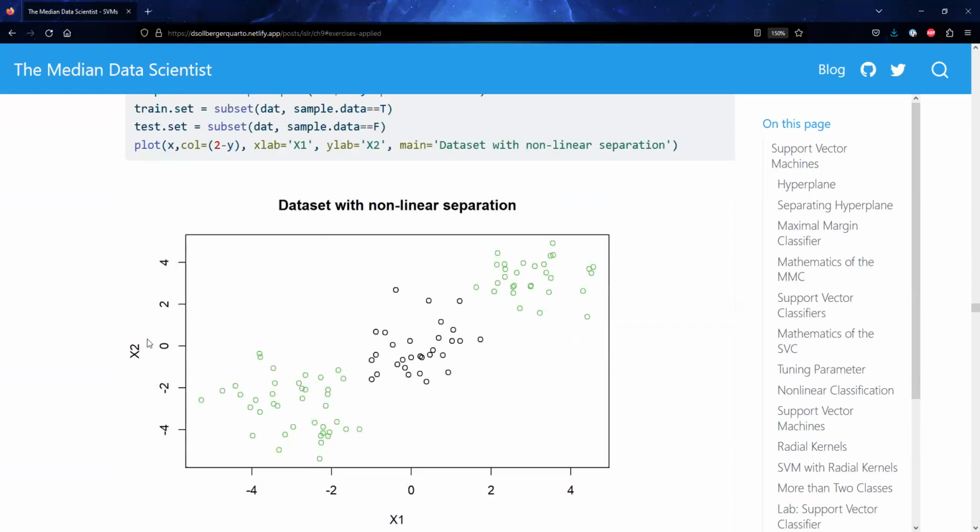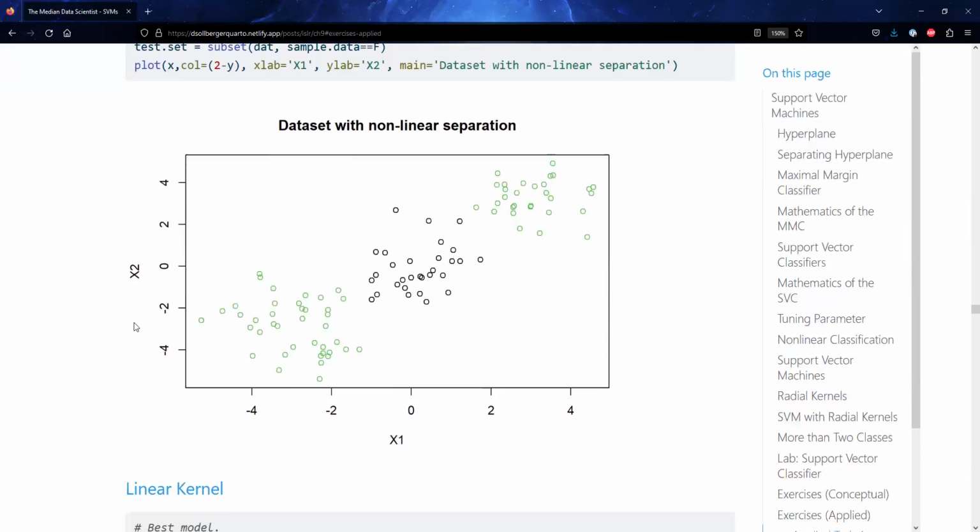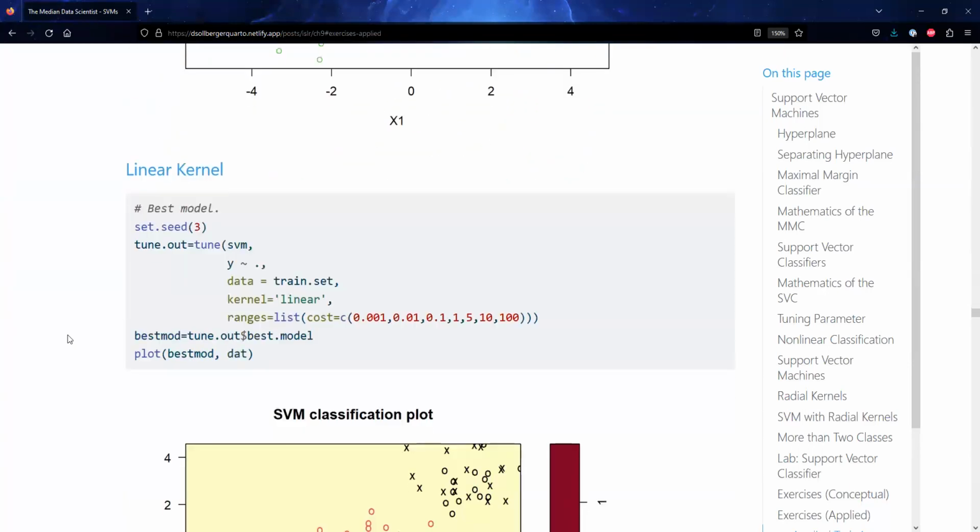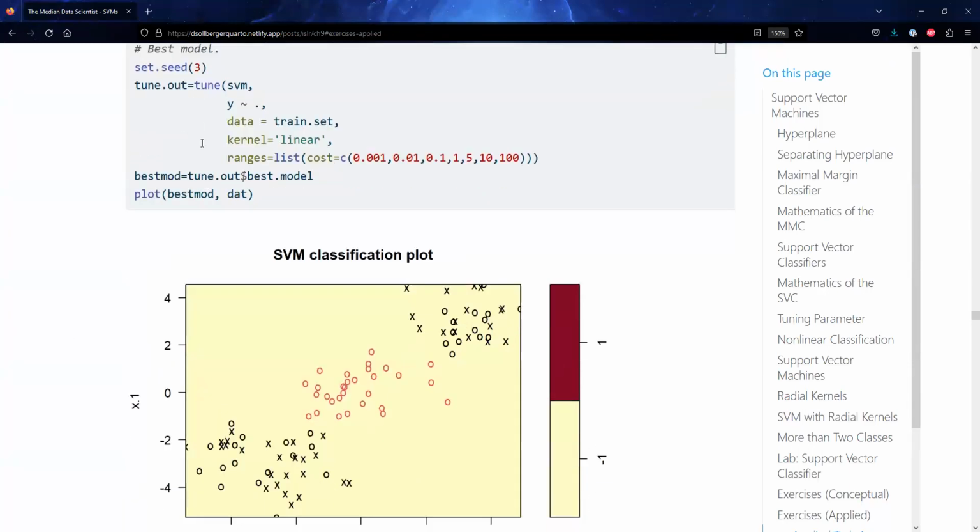That is, here's our original setting with the green and black dots. And one of the reasons why support vector machines are popular is because nowadays it's a relatively small amount of code, and we could classify the information.